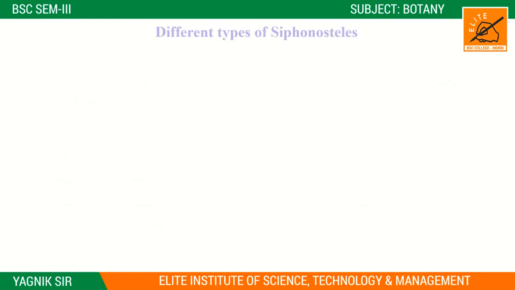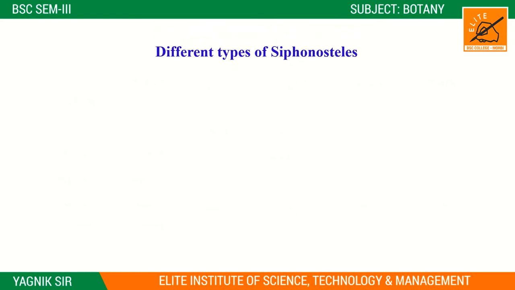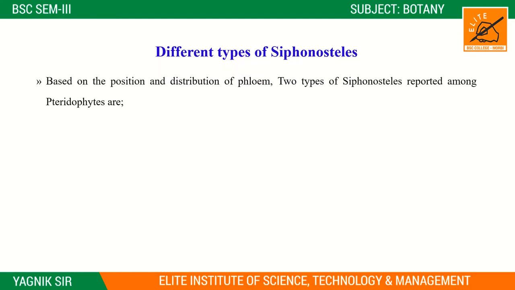So let's start. Actually there are two different types of siphonostele, right? Based on the position and the distribution of the phloem. So normally these two types are differentiated based on the position of the phloem, right?